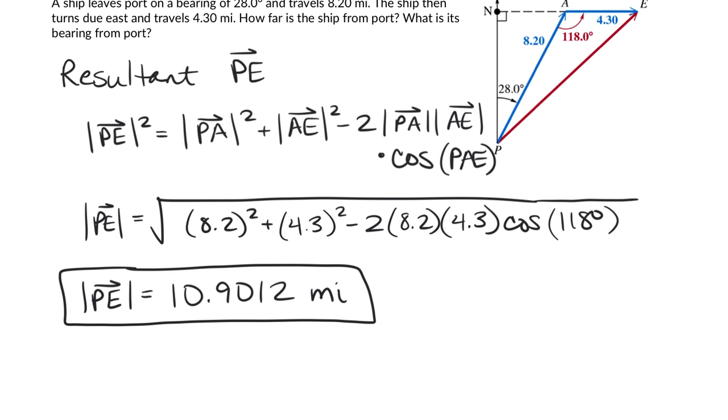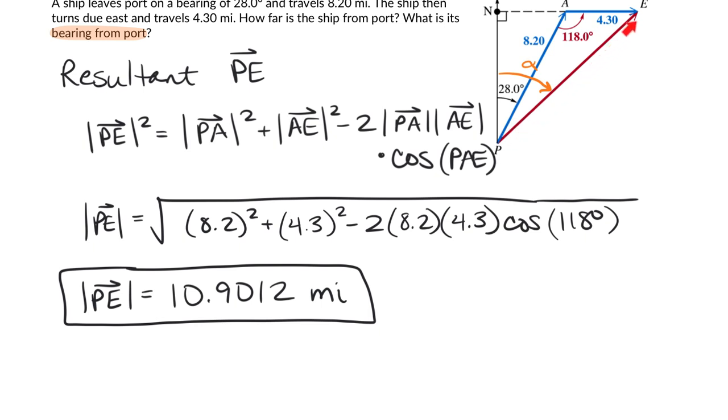The second question is asking you to find the bearing from port, meaning we want to know the following angle. We want to know how many degrees it takes to go from north to vector PE. Without using fancy vocabulary, looking at this image, what one thing do we need to find to be able to know this entire direction, this entire angle, alpha? Be more specific, please. Because P looks like it could be multiple angles right now. What specifically?